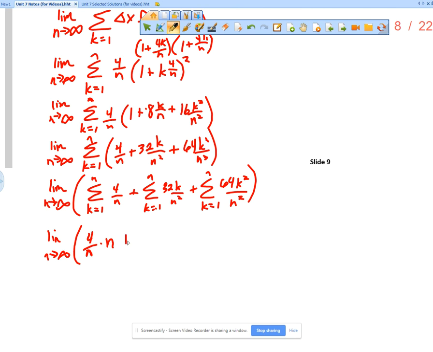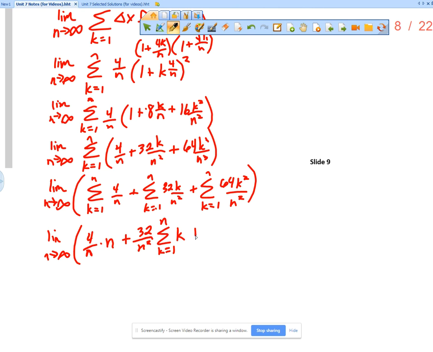Okay, now plus the next one. All right, I've got 32k over n squared. But once again, 32 over n squared, that's a constant, so I can bring that outside. So I have 32 over n squared. Then I have the sum from k equals 1 to n of just k, right?